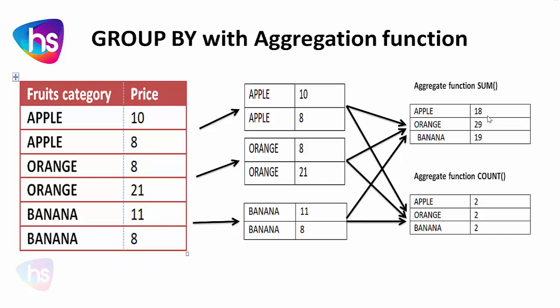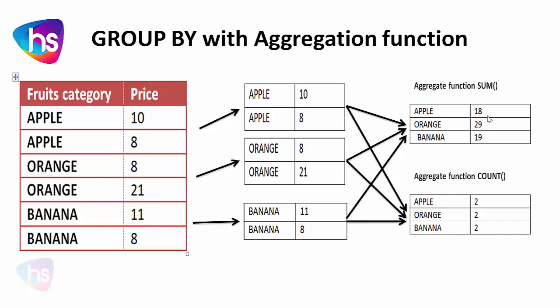Similarly, the orange and banana. How is it going to be impacting here? Very simple. And you observe on the screen one more thing, that is an aggregate function of count. Count is very different from the sum. Now count will give the number of rows which are available in this particular category. This is also an aggregate function.